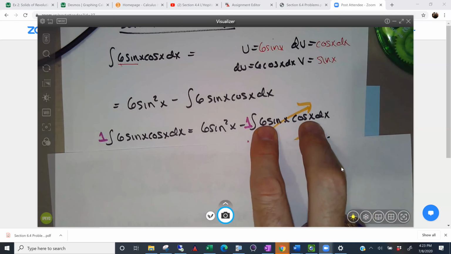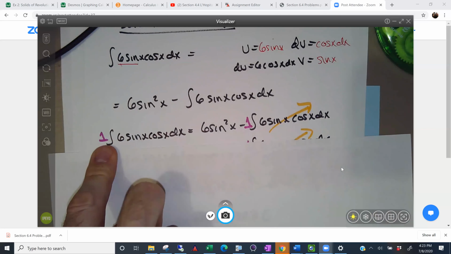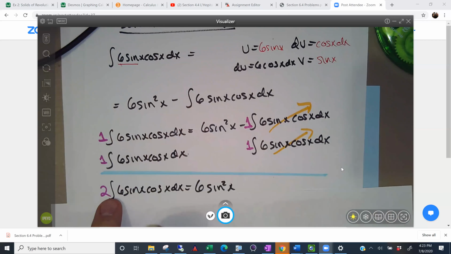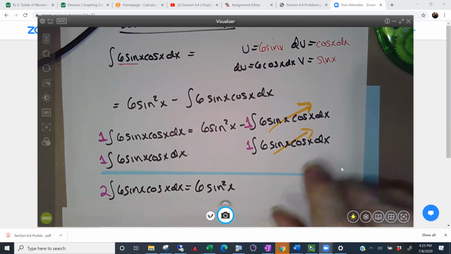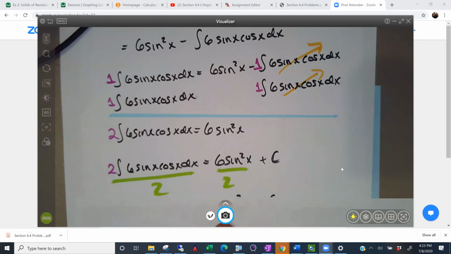And what I did is I moved this to the left-hand side. So I took minus one of them here, added over there. That gave me 2 of them on the left-hand side, none left on the right-hand side. Just divide by 2 to finish solving. And that was it right there.